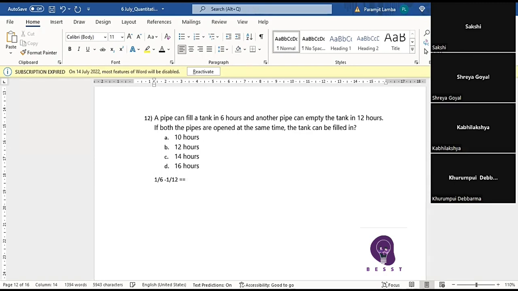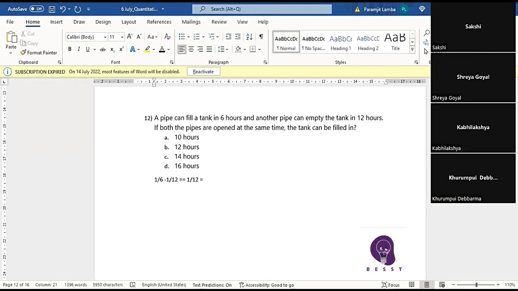Now, what do we do? What's next? Its result will be 1/12 only. Yes, sir. Because 12 is the LCM, 2 minus 1 is 1. So 1/12 is the answer. So 1/12 is what? So that the pipe can fill in 1 hour.